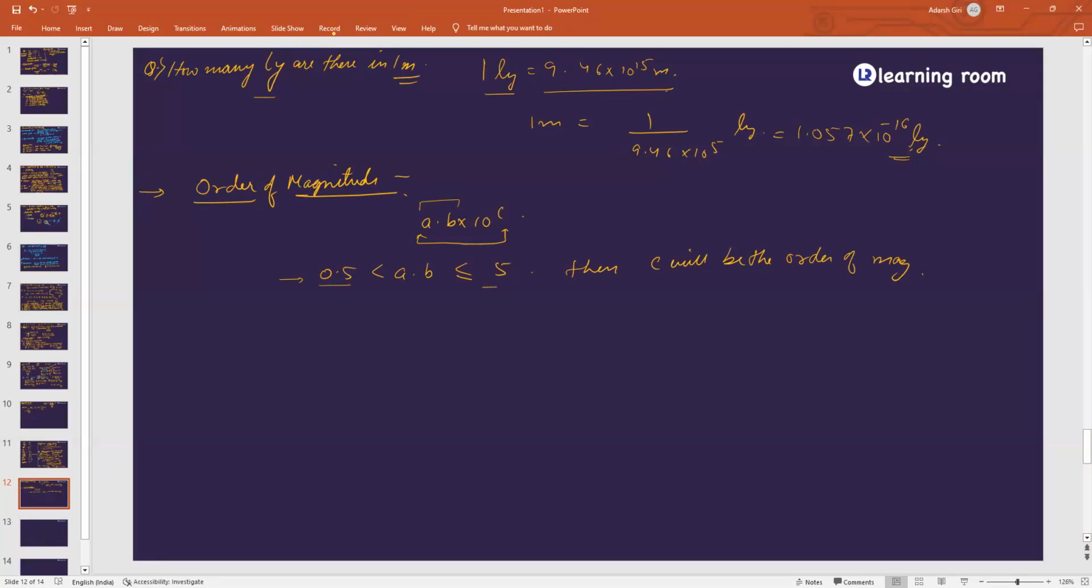For example, I wrote this answer: 1.057 into 10 raised to the power minus 16. This is the perfect way to write an answer. Is this value greater than 0.5? Yes or no? Is this within this range? Greater than 0.5? Yes, sir. Okay. Is this less than 5? Yes, sir. Then this is following the order of magnitude rule, and the order of magnitude will be minus 16. Got it?